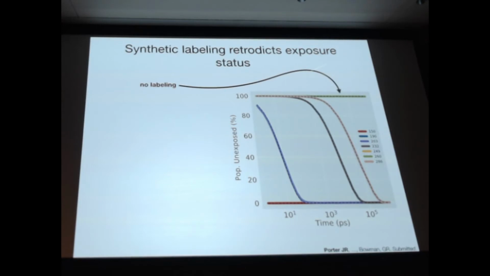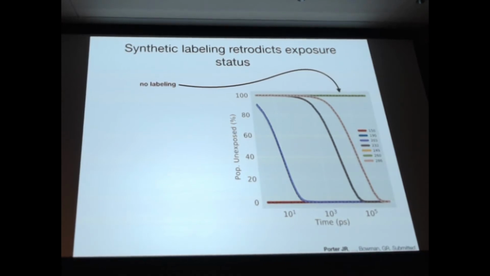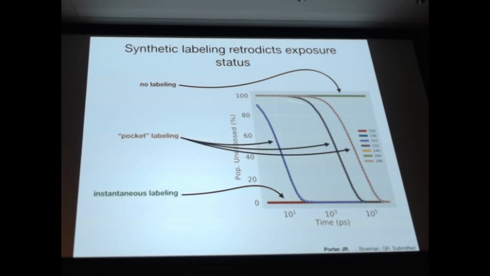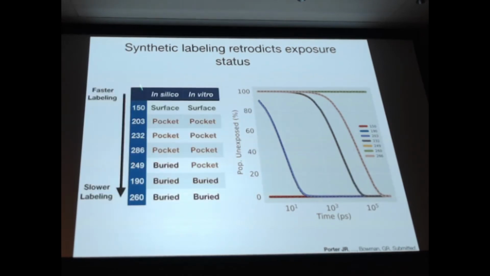So no labeling would be something where the probability stays always in states that are buried. Instantaneous labeling would be analogous to a situation where the residue is always exposed. And then you have these intermediate pocket labeling residues. This is, of course, an in silico result, but the table that I showed you before was ordered from fastest to slowest, and so I can say that the rank order of these is correct.